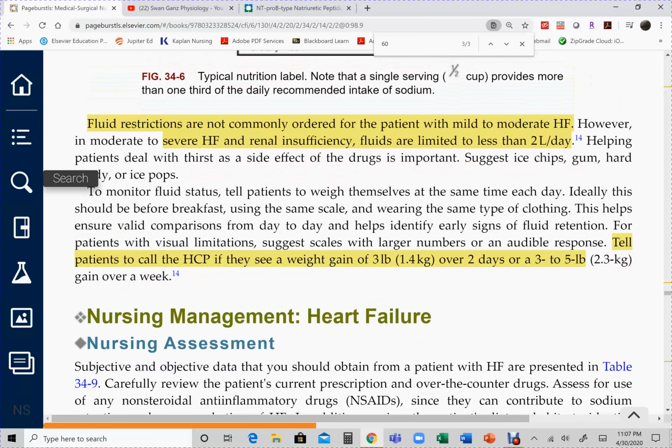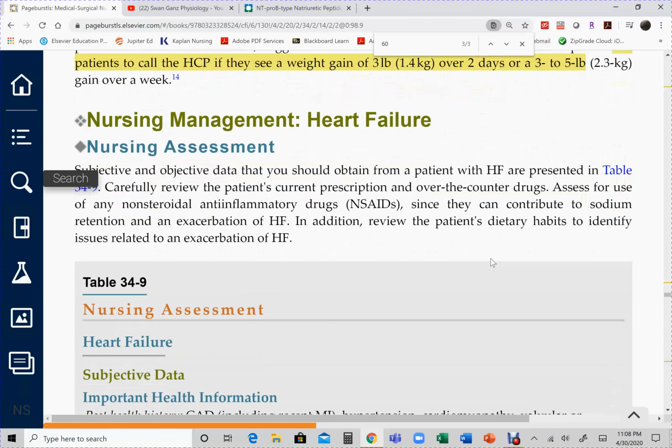Weight is among the reportable symptoms. We have an extensive list toward the end of the lesson on when to call the healthcare provider. One of them is weight gain. So teach them to report if they gain 3 pounds over 2 days or 3 to 5 in a week.